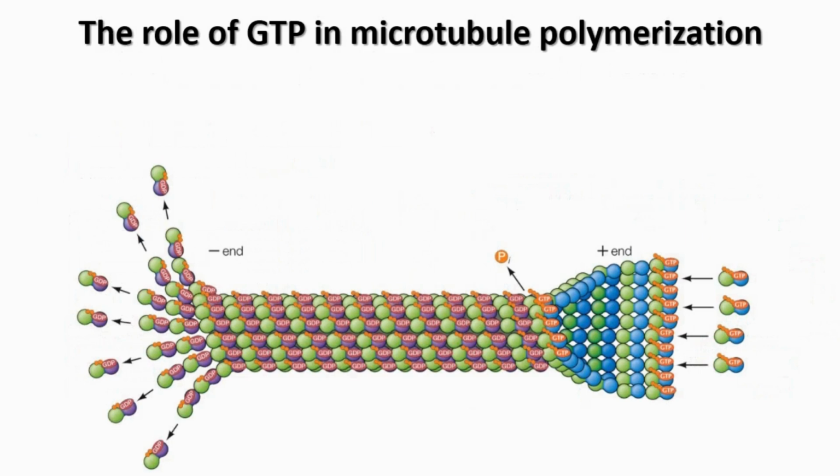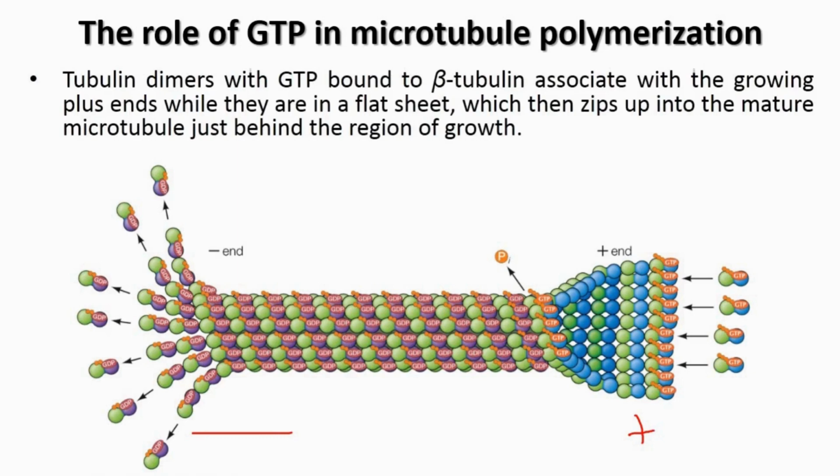Let's focus on the role of GTP in microtubule polymerization. Before I go to the explanation, let's understand the figure. If you see the microtubule, it also has a plus end and a minus end. On the plus end, we have GTP bound tubulin dimers, and on the minus end we have GDP bound. Tubulin dimers with GTP bound to beta tubulin associate with the growing end, or the plus end, where they form a flat sheet, which zips up into the mature microtubule just behind the region of growth.